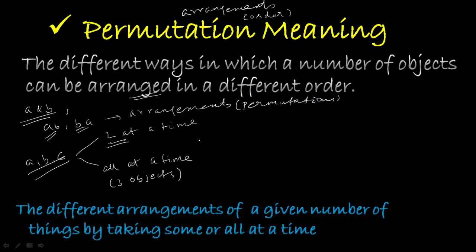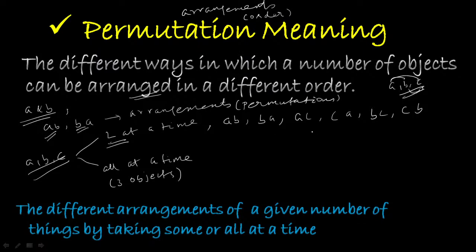Then the different possible arrangements are: first, among ABC, you have to take AB first, then interchange the position, and immediately you get BA. Next, in ABC, take AC, then interchange its position, and you get another arrangement, CA. Next, you take B with C, then interchange its position, that is C with B. So these are all the different arrangements.